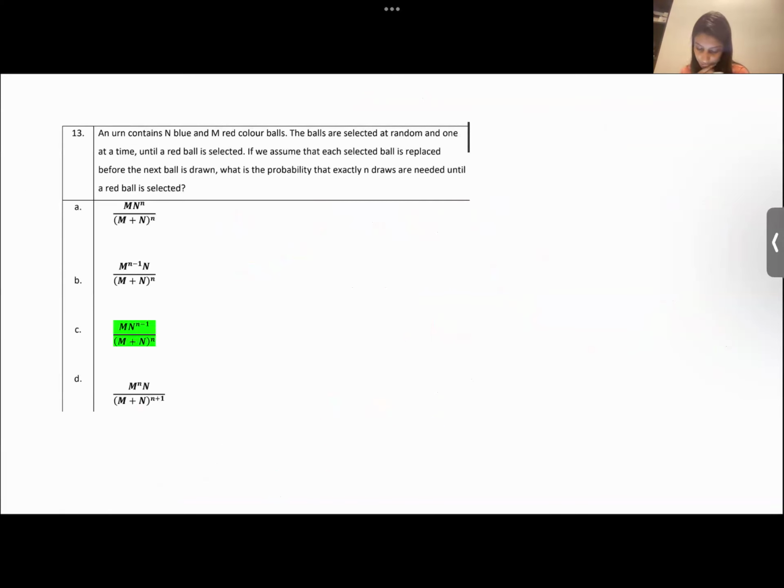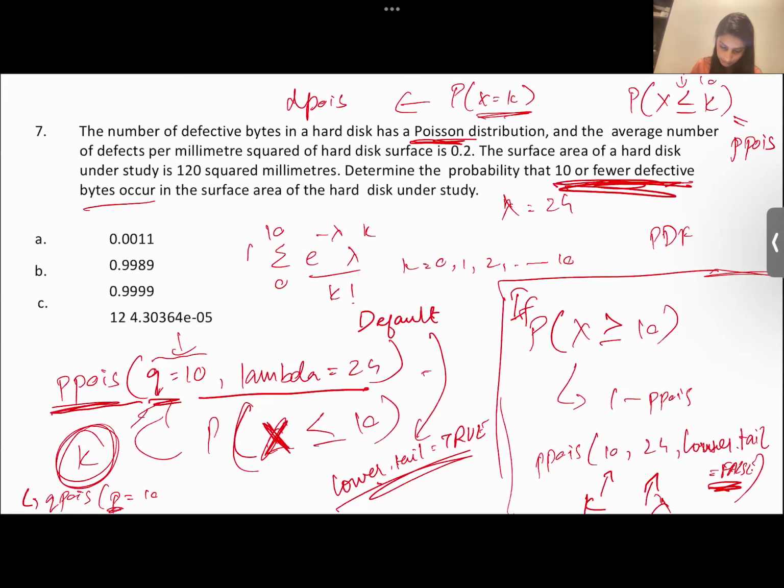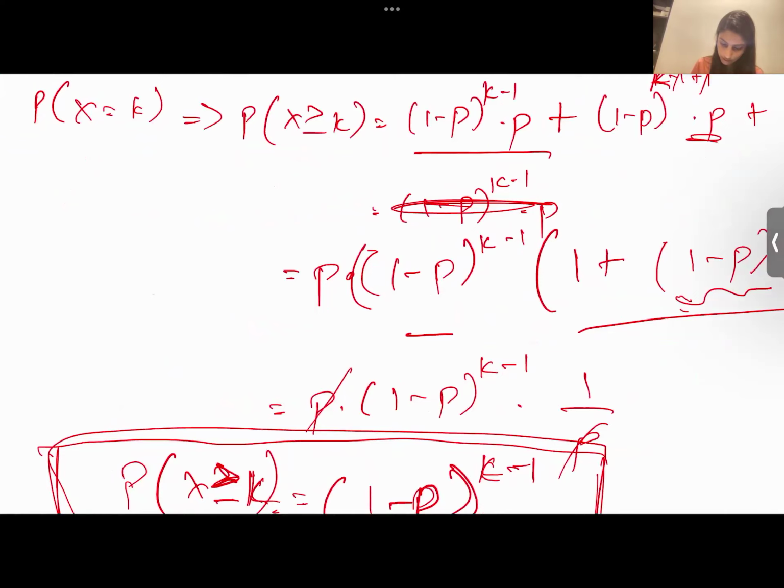So the next question, we saw the theory of this. This is just directly remembering these formulas and choosing the answer. An urn contains N blue and M red balls. Balls are selected at random one at a time until a red ball is selected. So M means success. If we assume each selected ball is replaced before the next ball, what is the probability that exactly n draws are needed until a red ball is selected? You just remember this formula here.